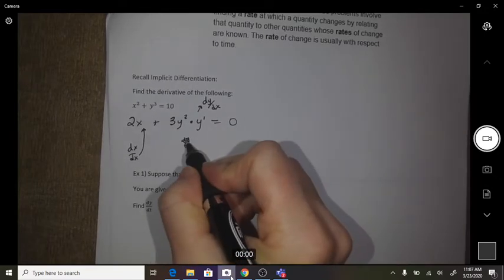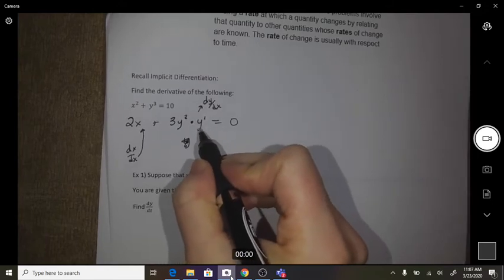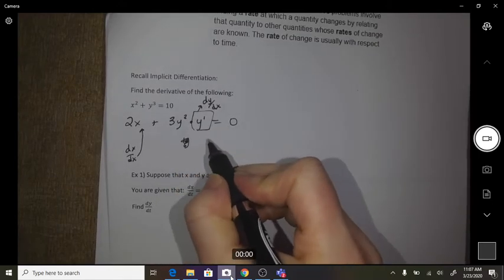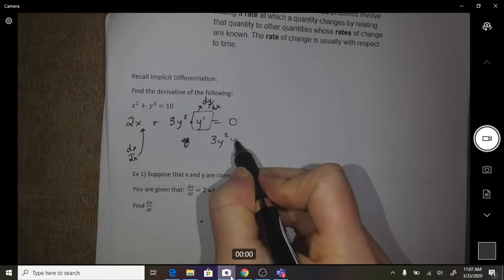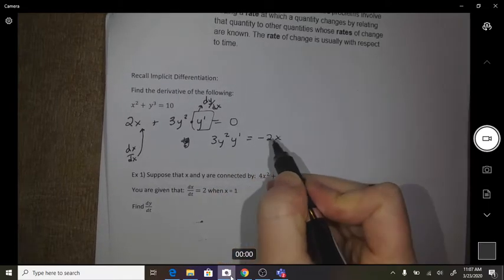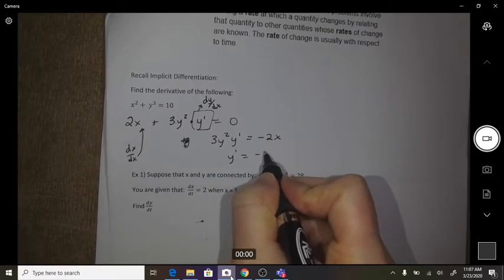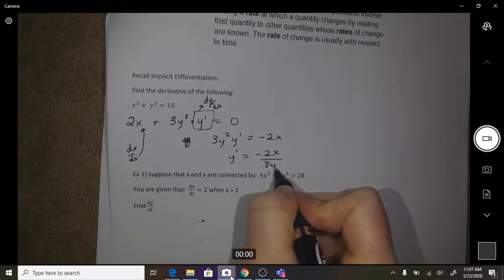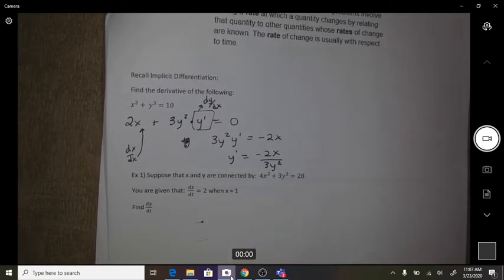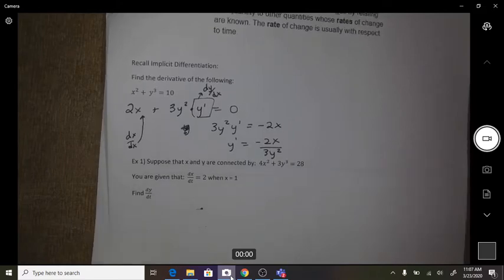Okay, so I'm going to work to isolate this piece. So 3y squared y prime equals negative 2x. I've moved that over, and now I can divide. Okay, so that's the gist of what we're going to do today.